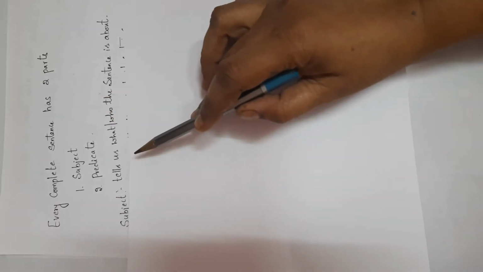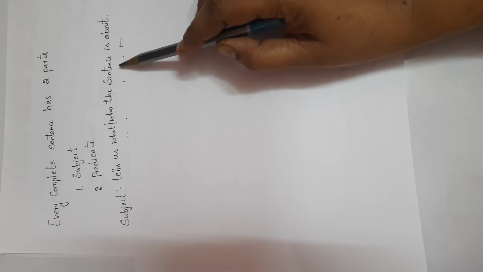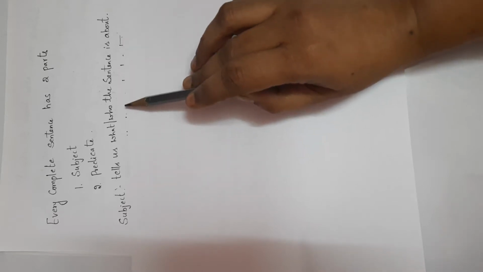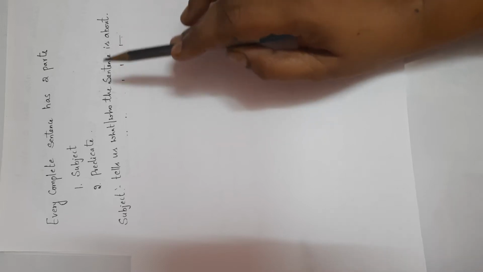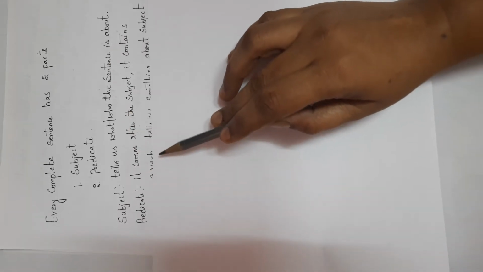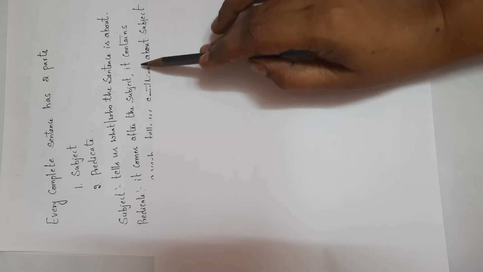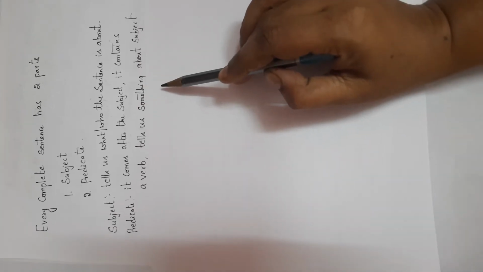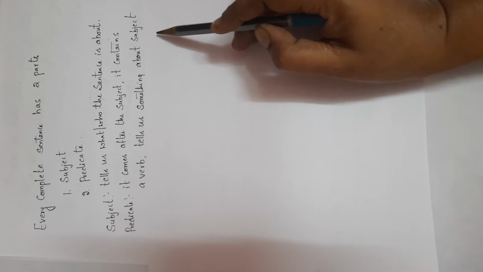The subject tells us what or who the sentence is about, and the predicate comes after the subject and it contains a verb and it tells us something about subject.